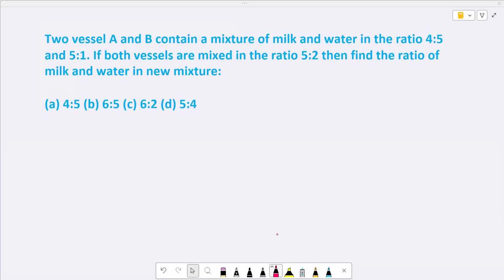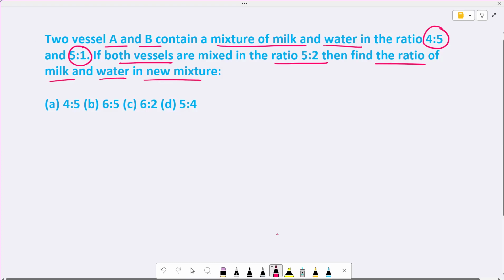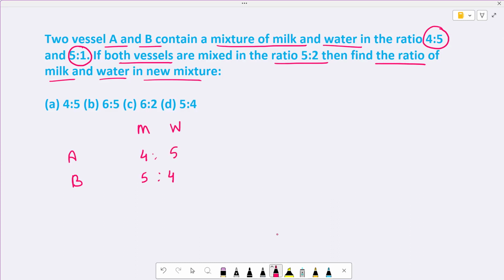So the next question says two vessels A and B contain a mixture of milk and water in the ratio 4:5 and 5:1. If both vessels are mixed in the ratio 5:2, then find the ratio of milk and water in the new mixture. Again, same type of questions. So here again we have two vessels, A and B, and they contain milk and water in the ratio 4:5 and 5:1. So this is the internal ratio that is given to us of milk and water.